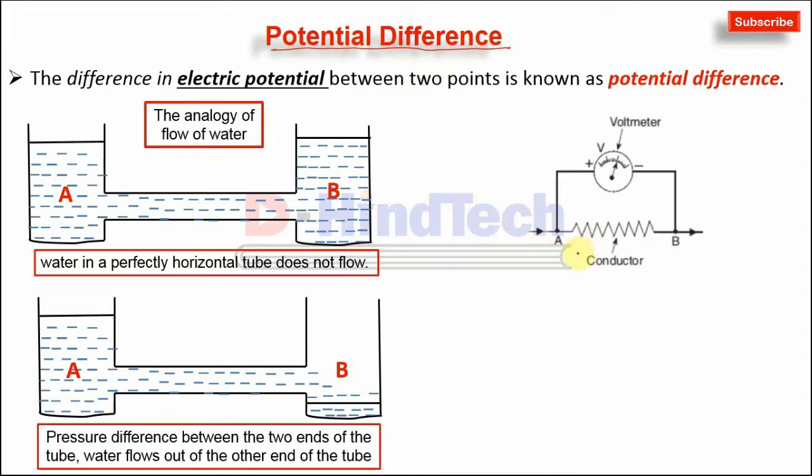Here you can see a conductor which is a copper wire, and this conductor is connected to a voltmeter at these two points, point A and point B. These two points A and B play a role like beakers A and B in the second image. Now here we can see that charges do not flow in a copper wire by themselves.